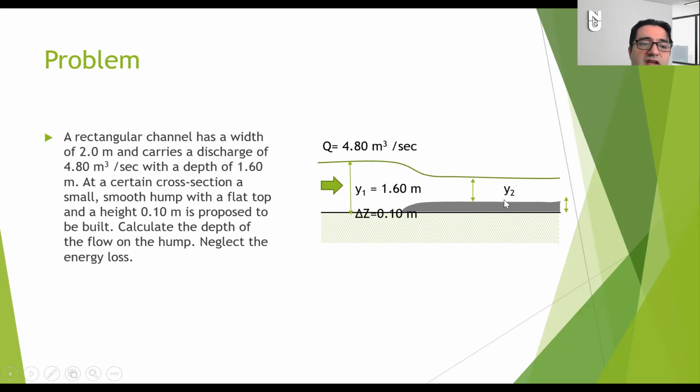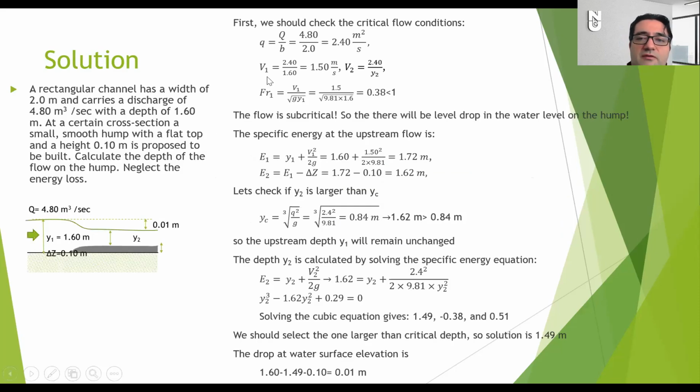The question is asking us to ignore energy losses and other stuff, and just calculate what the depth on the hump should be. In such questions, the first thing you should always do is check the flow conditions. So let's go step by step, and I think you will understand what I mean. First, let's calculate the velocities. Velocities are easy. You can calculate the velocity on the left side, and also on the right side, but on the right side we don't know the depth, so we are going to give it as an unknown.